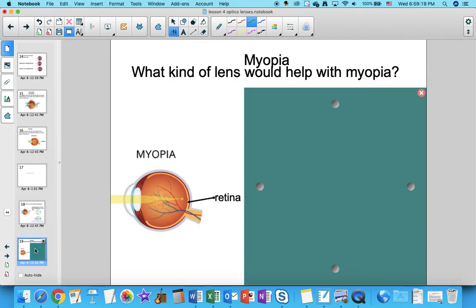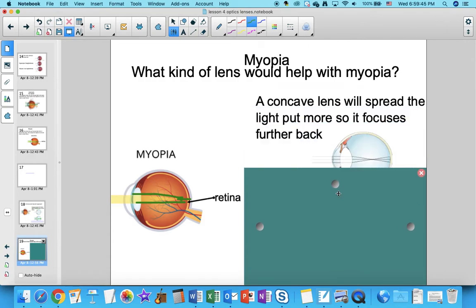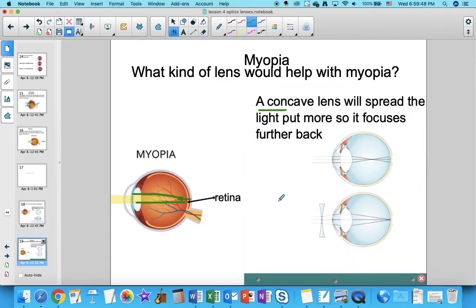Myopia, well, you can already see where I'm going with this. What kind of lens would help you with a myopic person? Well, if the light is focusing just short of the retina, then you want it to extend the focus a larger distance. You want the light to take longer to focus. Well, then that means you want the light to be further apart. So you'd use a concave lens, right? So as light travels through a concave lens, the light will spread out, causing it to be wider when it hits the eye, and so it'll focus further back, hitting the retina.